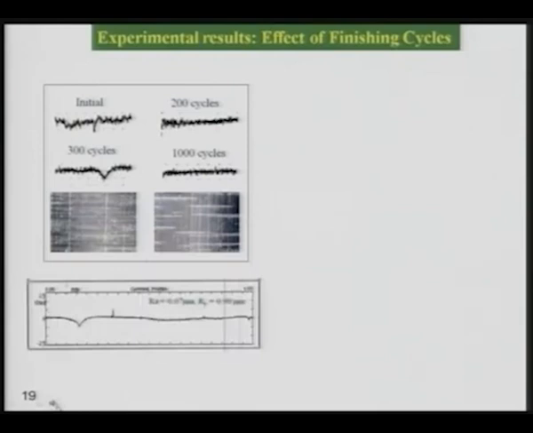Experimental results, effect of finishing cycles, you can clearly see here. This is the initial surface, this is after 300 cycles, this is 200 cycles, and this is 1000 cycles, and as this is the surf analyzer plot, we see that as the number of cycles is increasing, the surface roughness undulations are decreasing continuously.